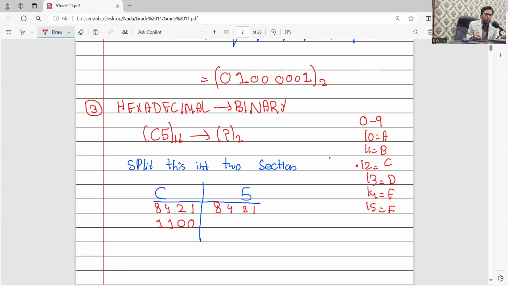Similarly, I need to make 5 here. Should I take 8? No. Should I take 4 here? Yes. Should I take 2 here? No. Should I take 1 here? Yes, because 4 plus 1 makes it 5. So this is my final answer for conversion from hexadecimal to binary. I hope it is clear to all of you.